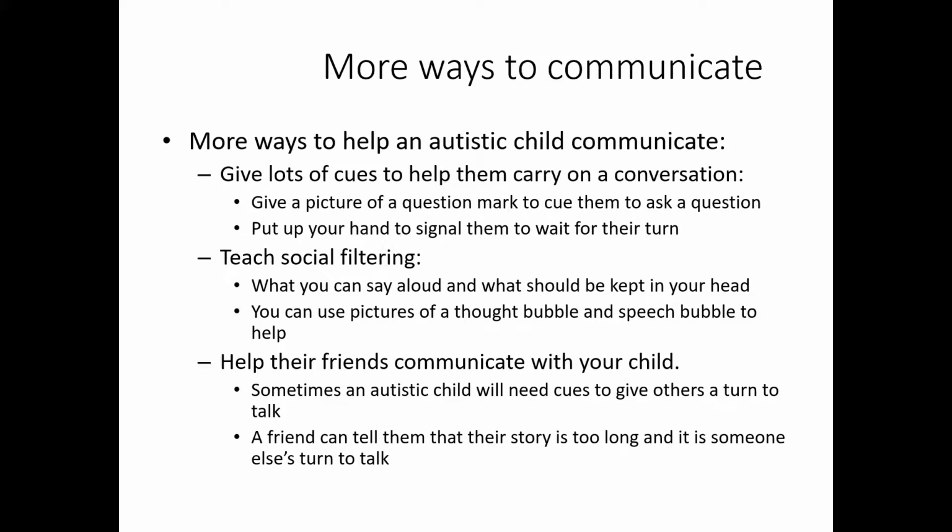We can also help their friends communicate with the autistic child, because sometimes an autistic child will need cues to give others a turn to talk. So we can help their peers and the other people in their classroom or in their home understand that sometimes we have to use some of these gestures and cues to help our friend with autism. A friend can tell them that their story is too long and that it's somebody else's turn to talk.